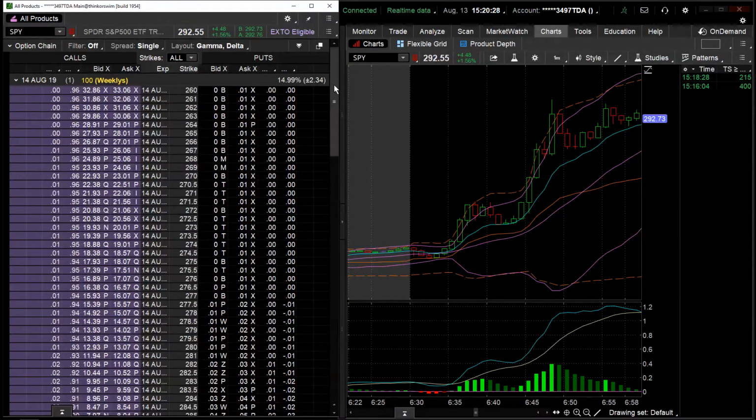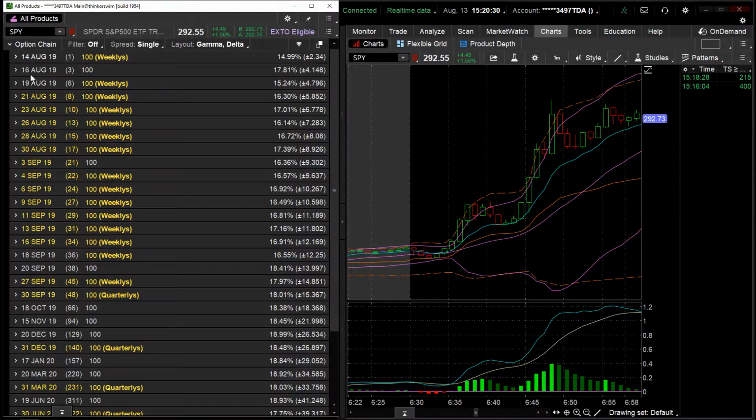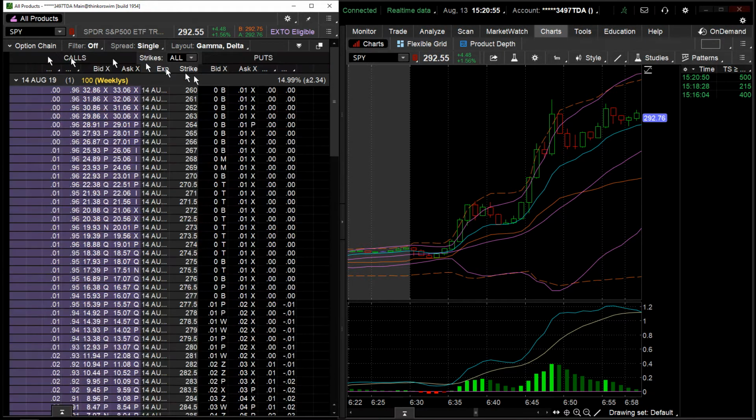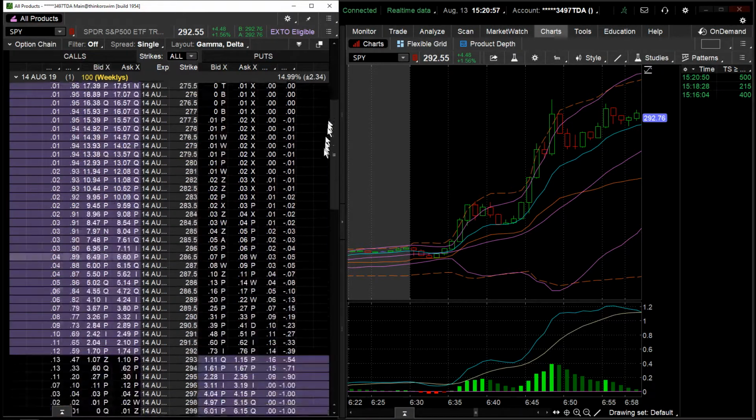And what happens is the closer you get to the expiration date, the faster they move. So the August 14th option chain will move faster than the 16th, and the 16th will move faster than the 19th, and essentially August 14th will move faster than any other option chain. So okay, now we are in the option chain.